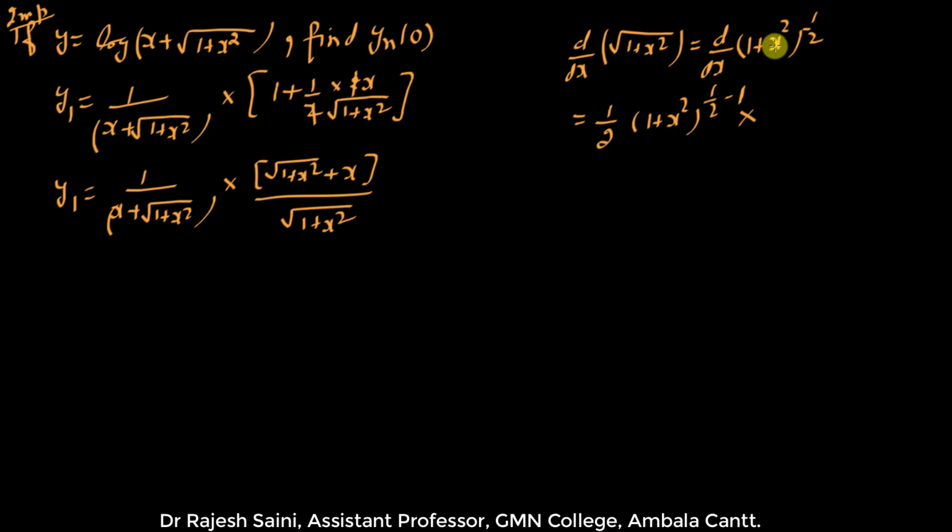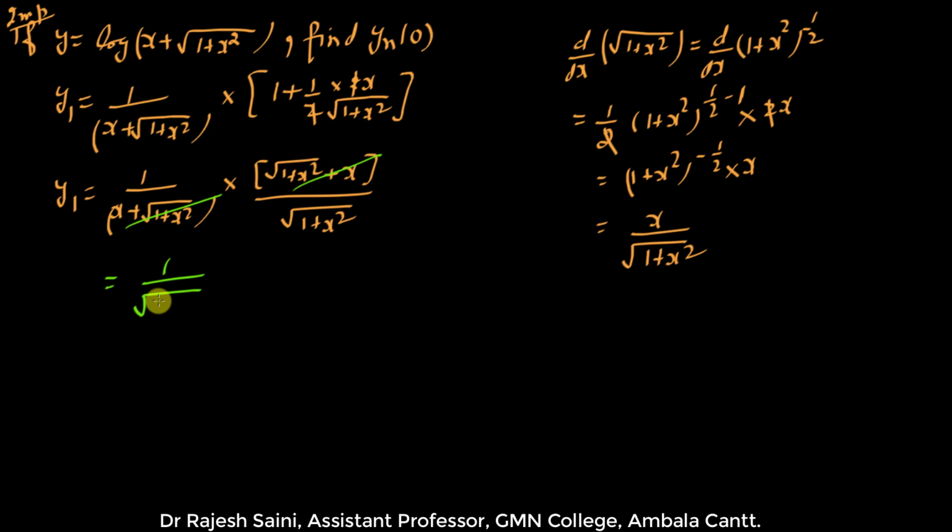Now we will be differentiating 1 plus x square. What is the differentiation of 1 plus x square? It is 2x. So this will cancel out and this is equal to 1 plus x square raised to the power minus 1 by 2 into x. This is equal to x plus root 1 plus x square. Fine. So this is how you do it. Okay. Now this will cancel out. So we are left with 1 by root 1 plus x square. This implies that y1, this goes over there, root 1 plus x square is equal to 1.